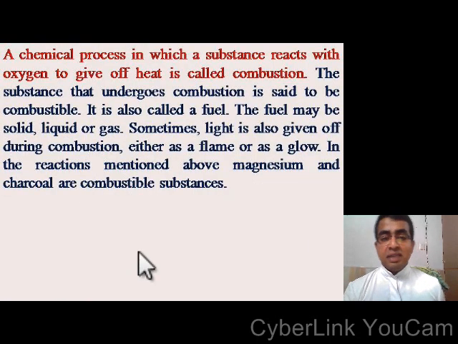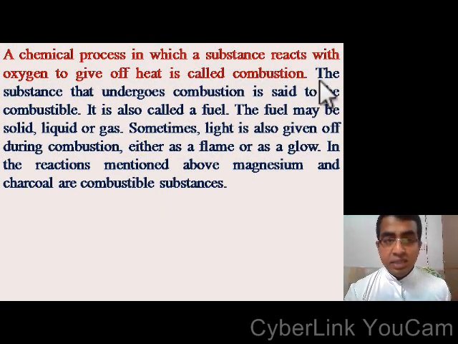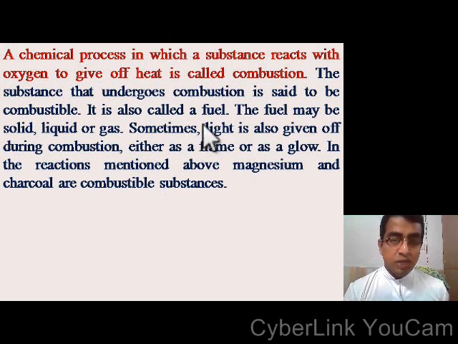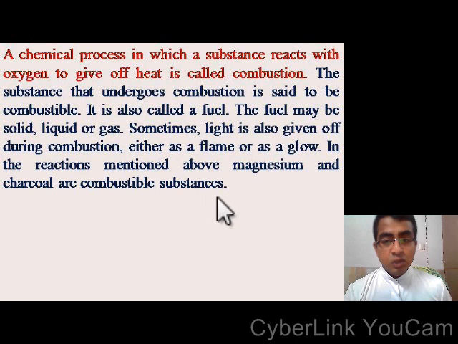So let us define combustion. A chemical process in which a substance reacts with oxygen to give off heat is called combustion. The substance that undergoes combustion is said to be combustible. It is also called a fuel. The fuel may be solid, liquid, or gas. Sometimes light is also given off during combustion, either as flame or as glow.